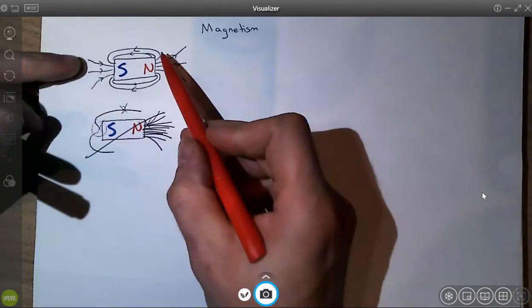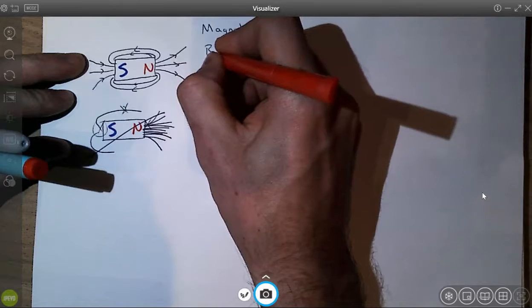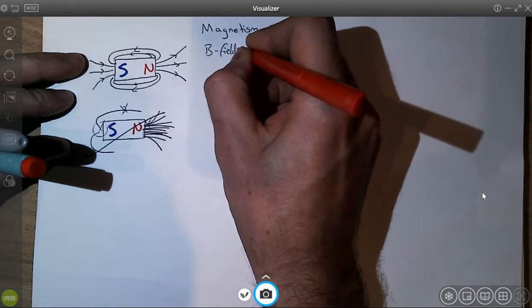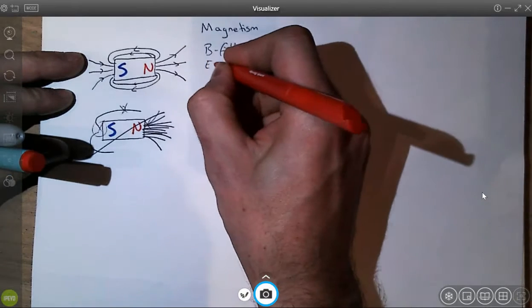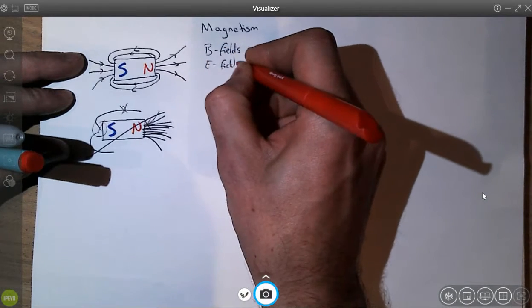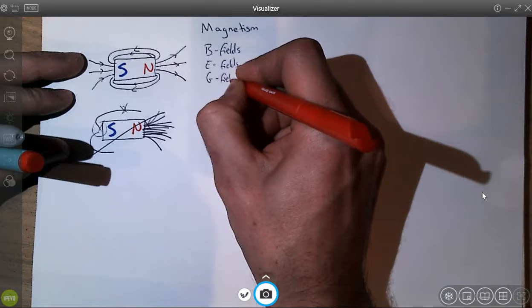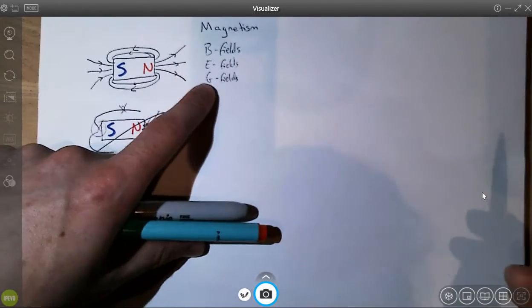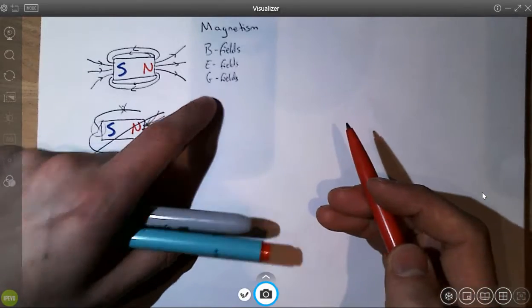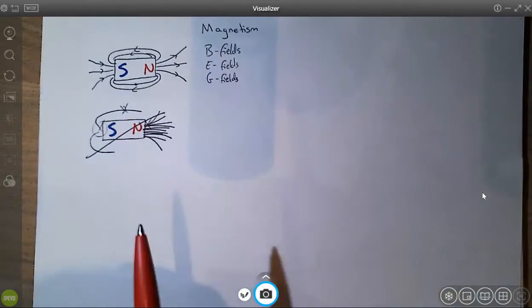So when we talk about fields, we could be talking about magnetic fields, and often we use B fields, or at A level, which we probably wouldn't use at GCSE. We could be talking about electric fields. We could be talking about gravitational fields, and there are other types of fields. There's the Higgs field, if you want to go into particle physics. But these are the ones that students come across at GCSE.